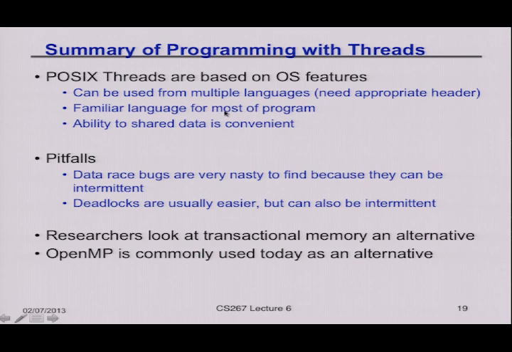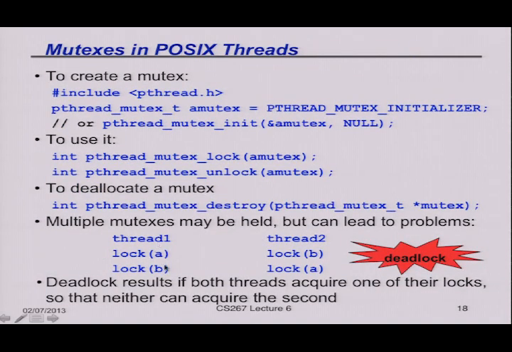Most of the code looks just like your familiar C language sequential code, and occasionally you have to call these other subroutines. The pitfalls are that it's very easy to create races, deadlocks, and race conditions, and they may be very hard to find. One of the things that makes debugging in this environment very hard is that bugs are often intermittent. You can run the program twice, and depending on how this gets scheduled, you may hit a deadlock and you may not. You may have a race, you may not.